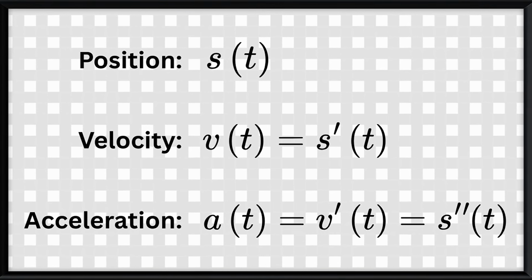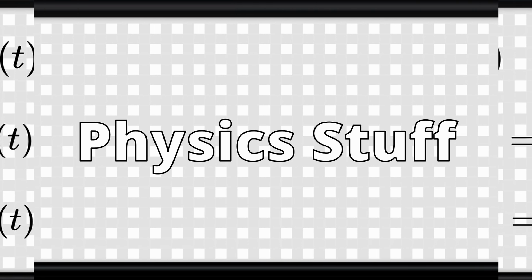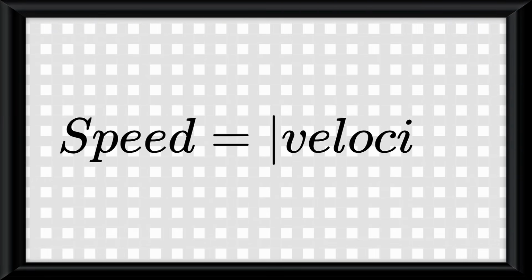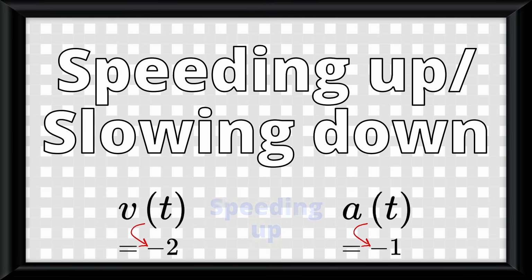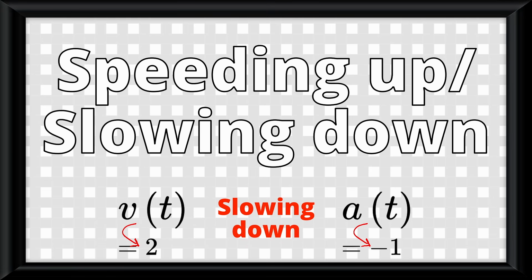So now that we know this, we get to talk about a bunch of physics stuff. So let's blast through all this. Speed is not the same as velocity. Rather, speed is equal to the absolute value of velocity. The way to tell if something is speeding up or slowing down is to look at the signs in front of velocity and acceleration. If velocity and acceleration have the same sign, the particle is speeding up. If velocity and acceleration have different signs, the particle is slowing down.